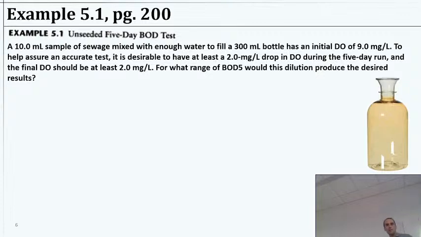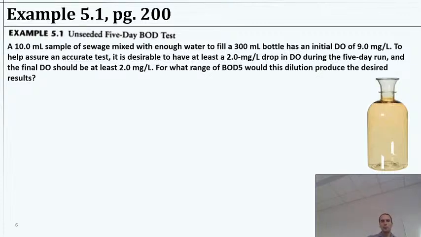We have a 10 milliliter sample of sewage mixed with enough water to fill a 300 milliliter bottle. That's quite typical, by the way, so we'll use a lot of them. Probably all of our examples will be 300 milliliters. It has an initial dissolved oxygen of 9 milligrams per liter.